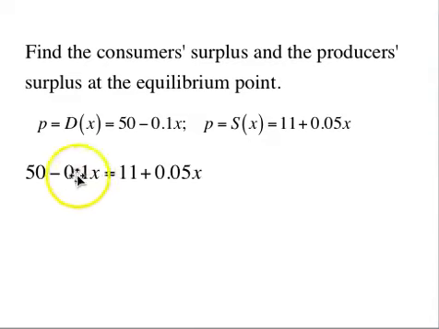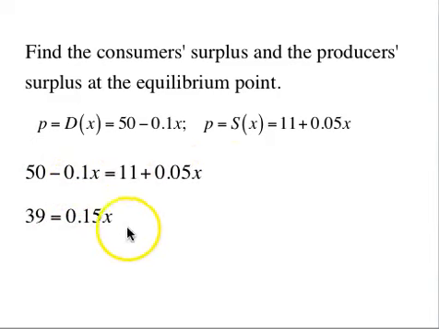Well, we're going to set them equal to each other. 50 minus 0.1x will equal 11 plus 0.05x. Subtracting 11 from both sides, adding 0.1x to both sides, we get 50 minus 11, 39, equals 0.1 plus 0.05, which is 0.15x. Dividing both sides by 0.15, we get x bar is 260. So the demand or supply at equilibrium point is 260.